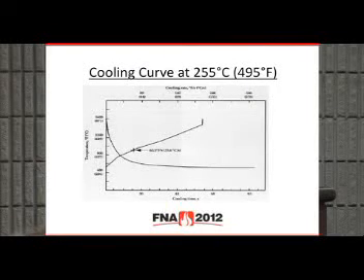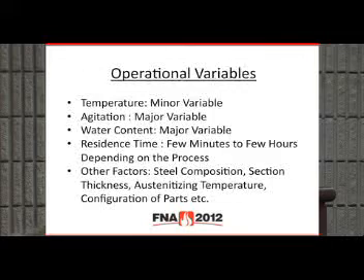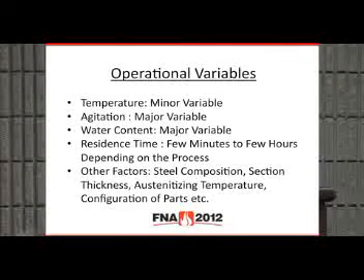This is the cooling curve for molten salt at 495 degrees, temperature versus time, and this is the cooling rate versus temperature. Operational variables are temperature, agitation, water content, and residence time, and there are other factors like steel composition, section thickness, austenitizing temperature, and configuration of parts. But these are not strictly operational variables, but they do affect the final output.